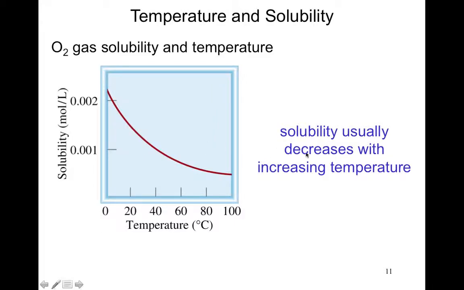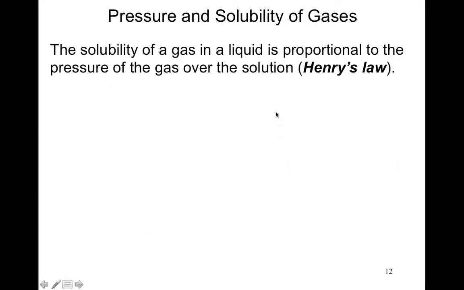So solubility usually decreases with increasing temperature. That's for gases. If you want your pop to not go flat, don't let your pop heat up. Put it in the fridge, put it in the freezer, do something, because if that pop gets hot, in a backpack or your hand or whatever, that CO2 is going to leave pretty quick, just like oxygen would.